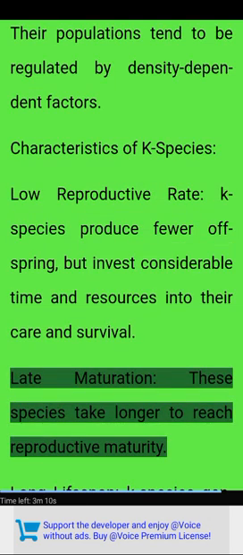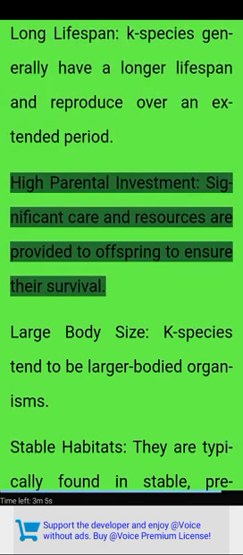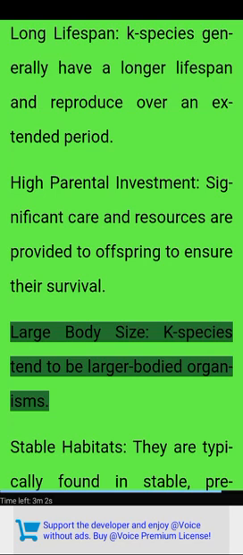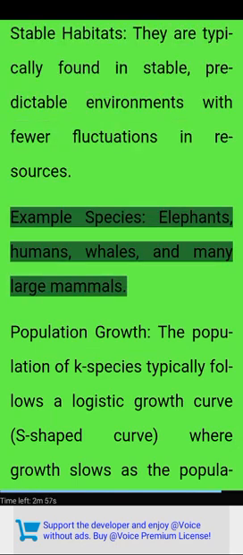Late maturation. These species take longer to reach reproductive maturity. Long lifespan. K species generally have a longer lifespan and reproduce over an extended period. High parental investment. Significant care and resources are provided to offspring to ensure their survival. Large body size. K species tend to be larger-bodied organisms. Stable habitats. They are typically found in stable, predictable environments with fewer fluctuations in resources. Example species: elephants, humans, whales, and many large mammals.